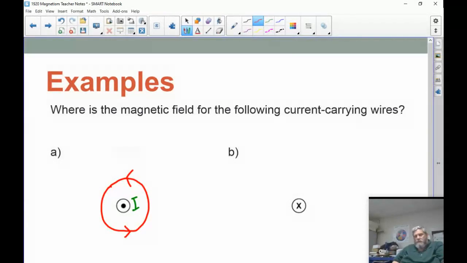That's all it is. If I have it going into the page, then my thumb points down. It's also going to be a circle around this way, but it's going to be in a clockwise direction. And that's the only difference between those two.